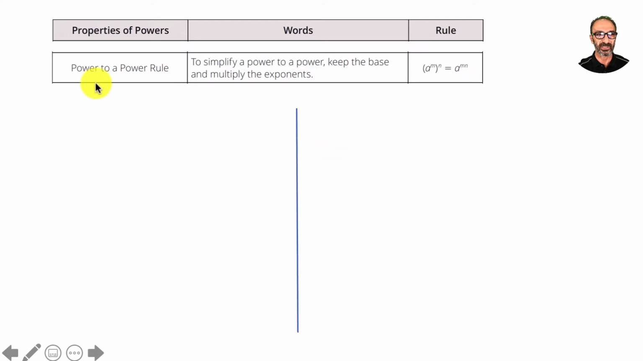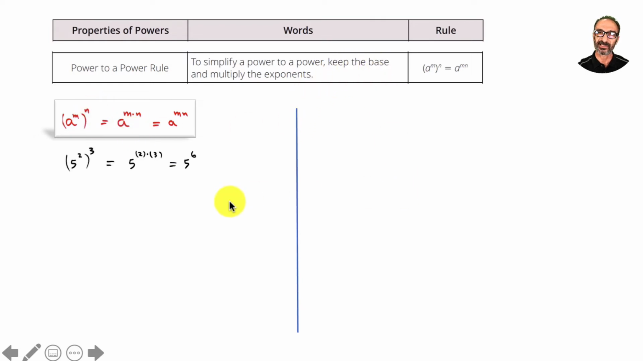The second rule says power to a power. So a to the power m to the power n, you multiply the exponents m and n and you keep the same base, keep the base. It sounds like keep the change. So 5 to the second to the third, if you want to apply this rule, will be 5 to the second multiplied by 3, which is 5 to the 6.